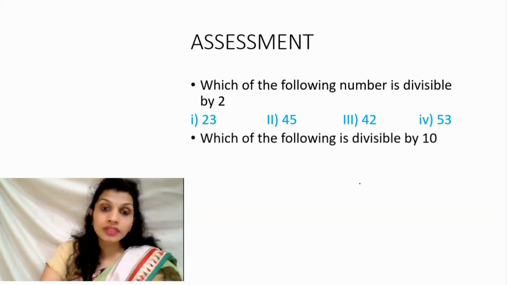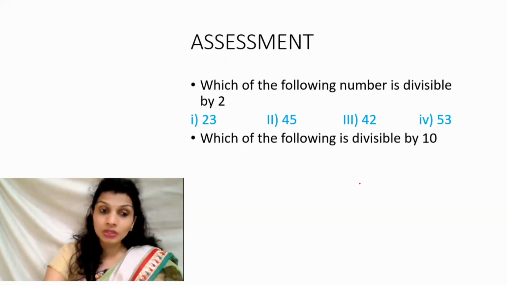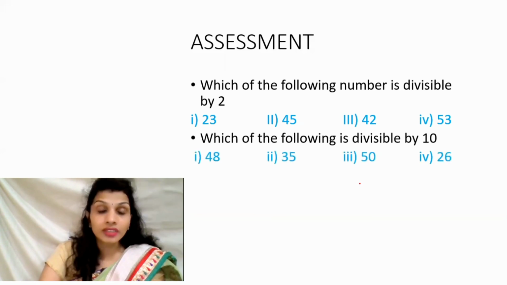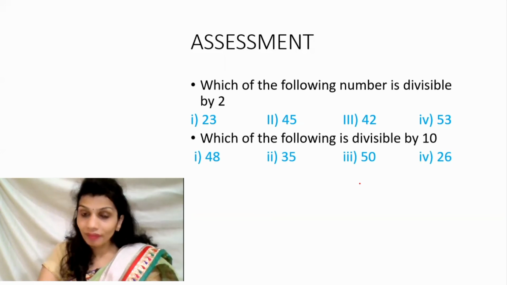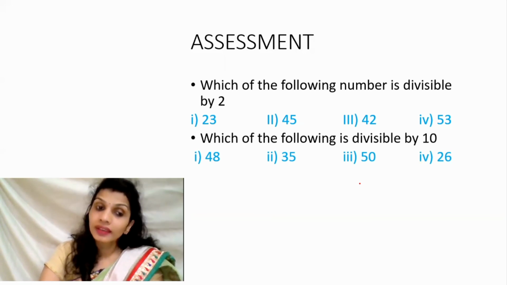Your second question is, which of the following is divisible by 10? Now just recall the divisibility rule of 10. What is there? The ones place should be 0. Now your options are 48, 35, 50 and 26. If you have given the third option, 50, it means that you are correct.